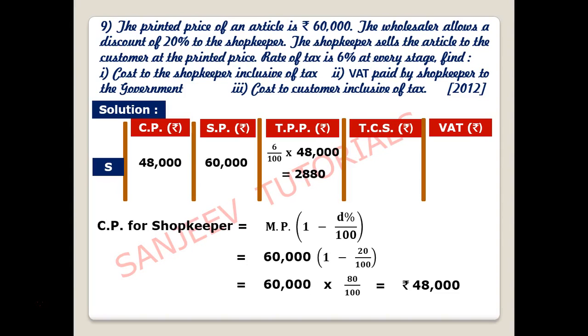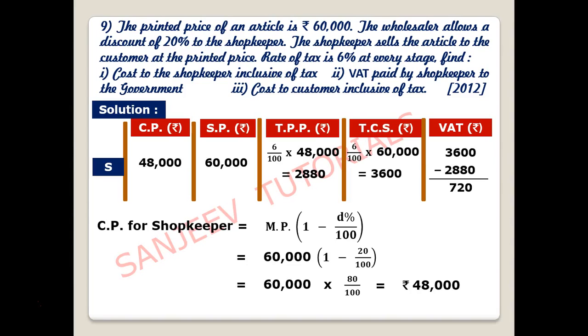Our next column, tax collected on sale. The shopkeeper is selling the article for rupees 60,000. So tax collected on sale will be 6% of 60,000, that is equal to rupees 3,600. And our last column, VAT, that is tax collected on sale minus tax paid on purchase. So when you subtract these two values, 3,600 minus 2,880, this gives us rupees 720.